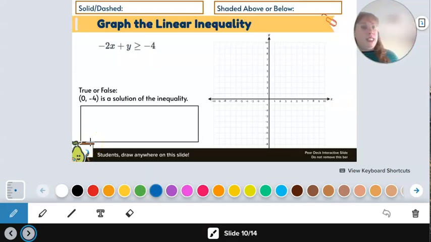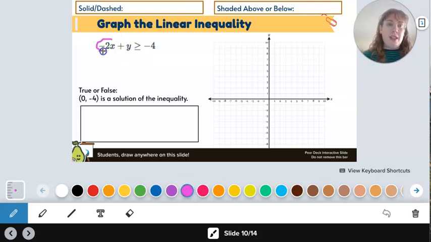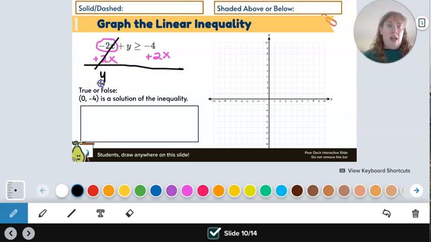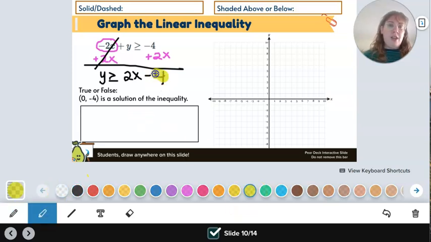Graph the linear inequality. The first thing we want to do on slide 10, we do want to get it into slope-intercept form. So we want to move this -2x to the other side. And to do that, we do our opposite operation. So we'll add 2x to both sides. Then we just have y is greater than or equal to. We have this 2x, and we have this -4. The -4 is going to be our y-intercept, so we'll start graphing there.